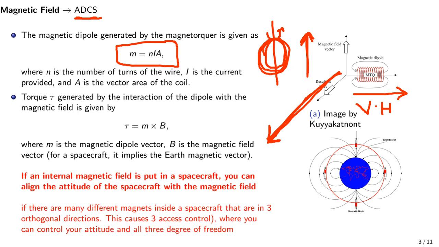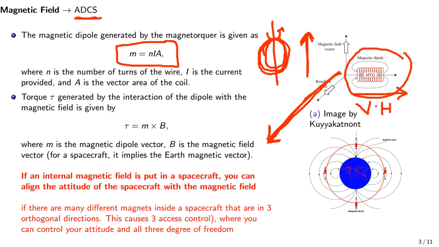So you see, I cannot expand this, but the red circle, which is this, is your Earth. You can use this internal magnetic field to align the attitude, so to create a path for your spacecraft. That's simply what I mean here.